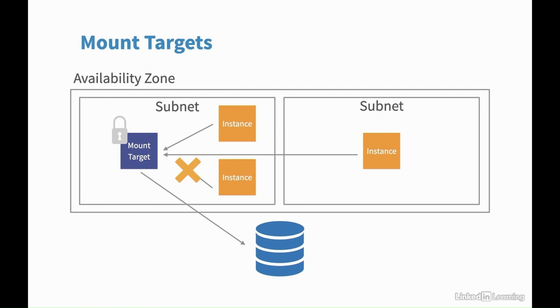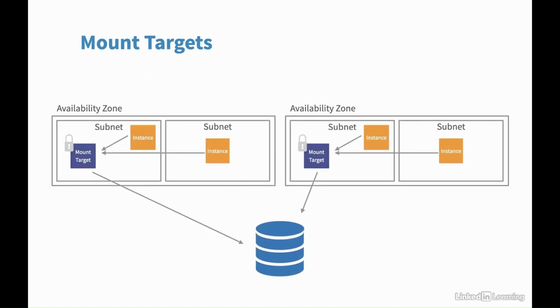AWS security groups are like portable firewalls that can be attached to different types of AWS resources. With security groups on your mount points, you have maximum control over what instances in your account can mount this file system. Finally, if you want instances in another availability zone to connect to EFS, you'll need another mount target in that AZ. Here, with two mount targets, we have 4 instances sharing the EFS volume.